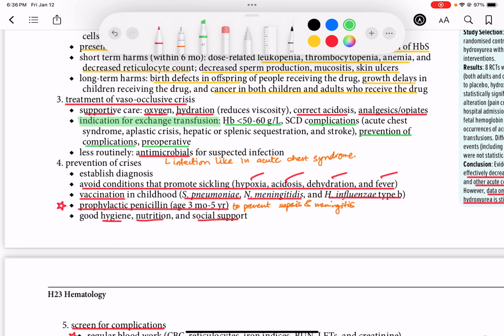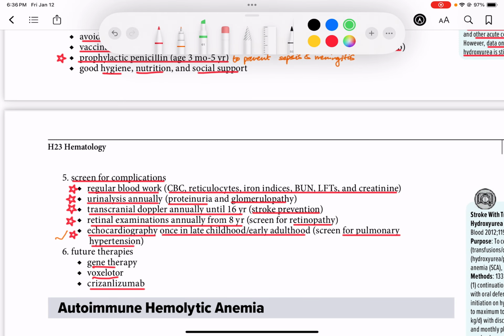We can also give vaccinations against the encapsulated organisms which we are susceptible to because of the asplenism. So we can give vaccination against Streptococcus pneumoniae, Neisseria meningitidis, and Haemophilus influenzae type B. We can also give prophylactic penicillin in children 3 months to 5 years of age. We give prophylactic penicillin just to prevent sepsis or meningitis. We can maintain good hygiene, nutrition, and social support.